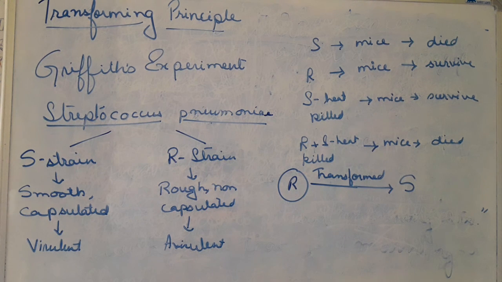So this experiment clearly proves the transforming principle which was originally given by Frederick Griffith. This transforming principle is important, and this was the first evidence which proved that DNA is the genetic material.